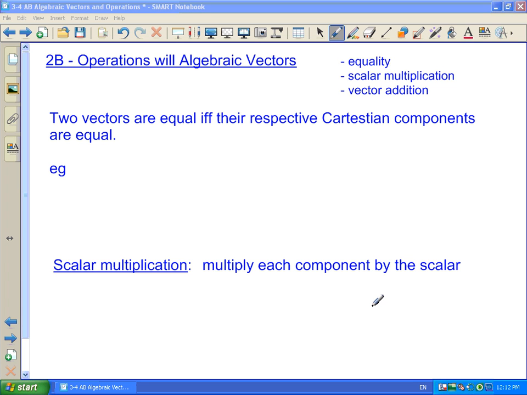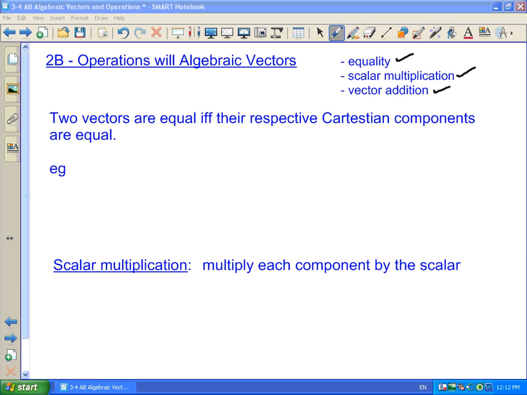Okay, so what we want to talk about here is using this algebraic formulation of representing vectors, and we want to look at how this is going to make some of these operations a little bit easier for us. The three things we want to look at first are equality, how we can tell if two vectors are equal, scalar multiplication, so taking a vector and multiplying it by a scalar, and then addition. How can we add two vectors together when we're representing them algebraically? Next time we're going to look at vector multiplication, which is a completely more complicated topic. But for now, equality.